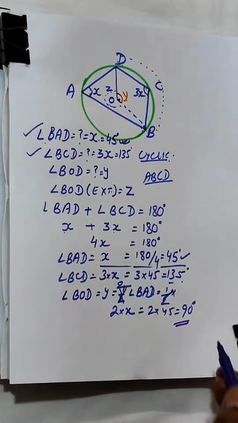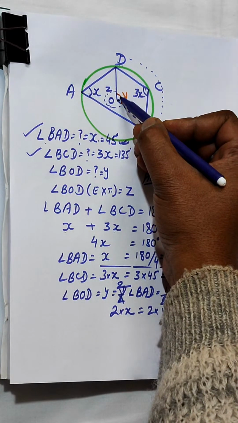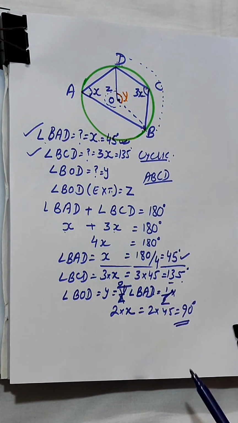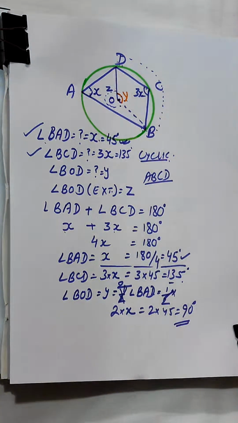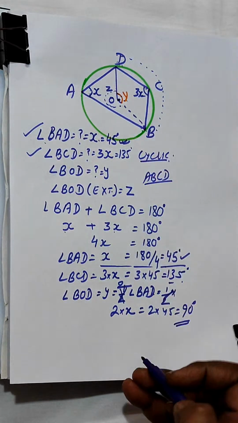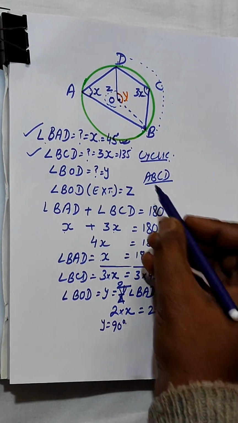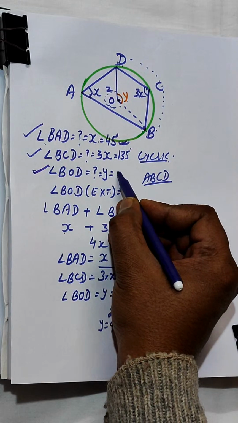So 90 degree is the angle subtended by the arc BCD at the center of the circle, right? Now the angle y can be said as 90 degree. So this third part is also solved, it's 90.